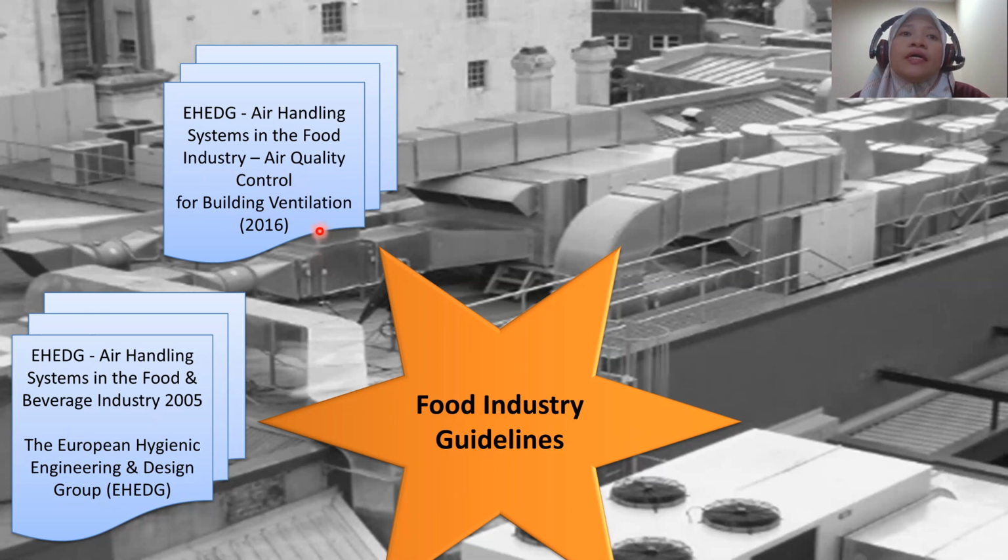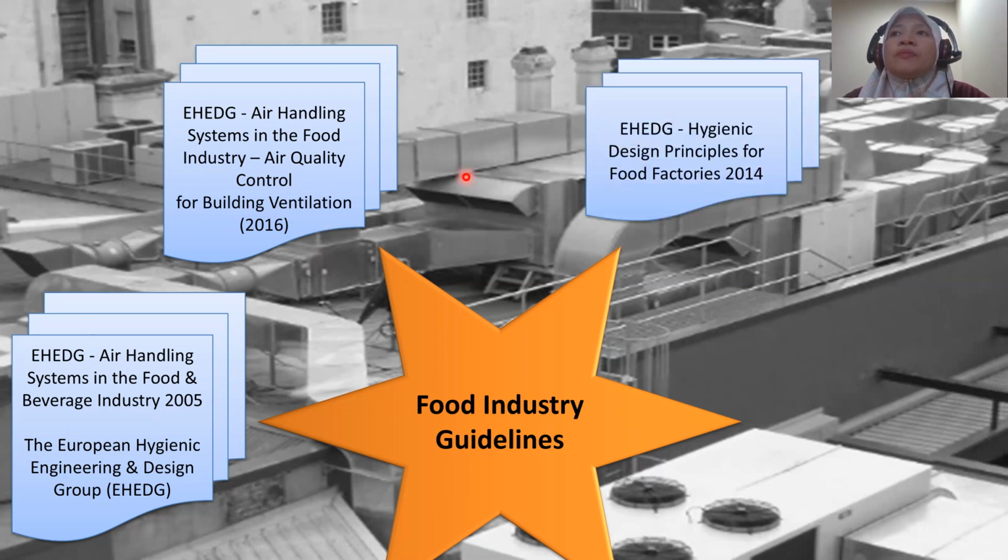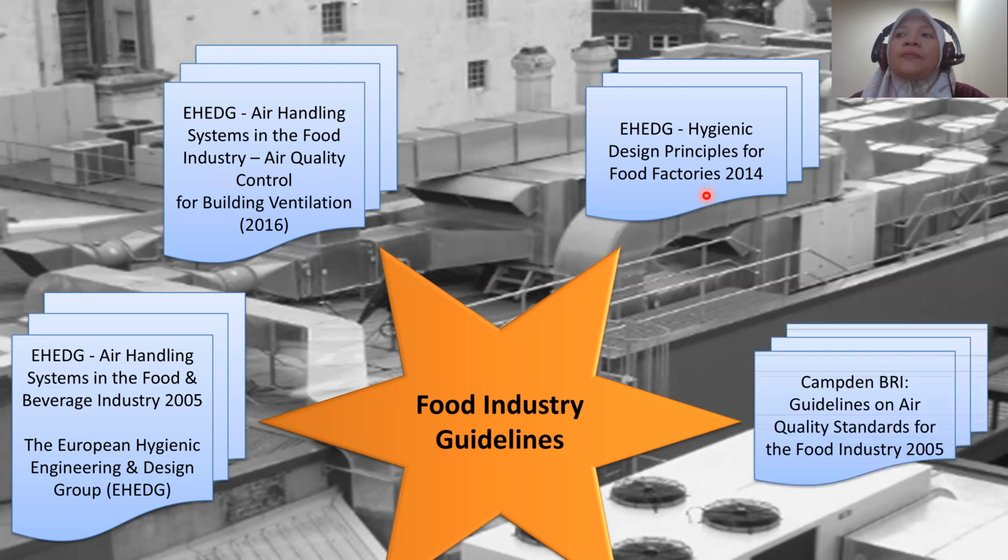Next document published by EHEDG is Hygienic Design Principles for Food Factories, and the other document that is commonly referred to by industry is Campden BRI. This is one of the organizations in the United Kingdom. They provide the guidelines on air quality standard for the food industries.